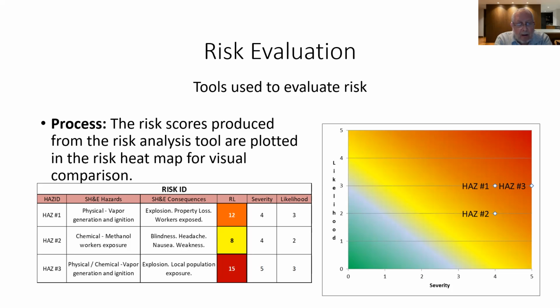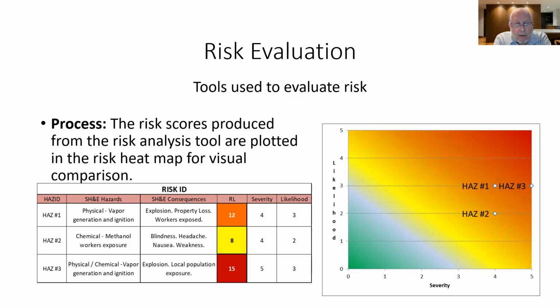Hazard 1 is physical vapor generation and emission, and the safety, health, and environmental consequences of explosion and property loss. This kind of does these three columns backwards. It gives you the risk level first, and then the severity and likelihood. But severity 4, likelihood 3, 4 times 3 is 12. The risk level for hazard 1 is 12. And you can see it's plotted on this graph as the 4 severity and 3 likelihood.